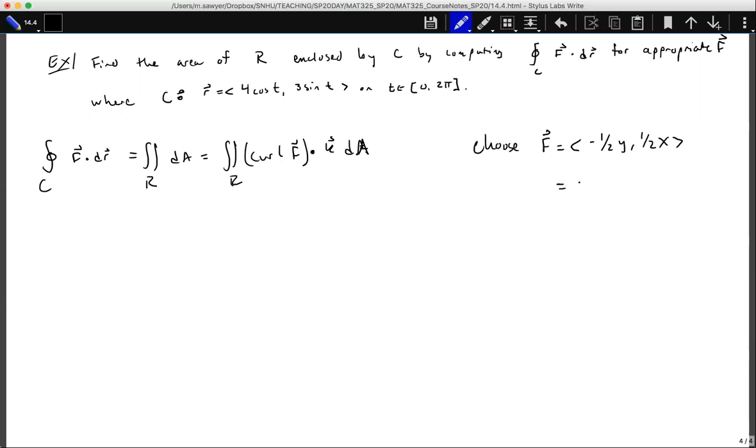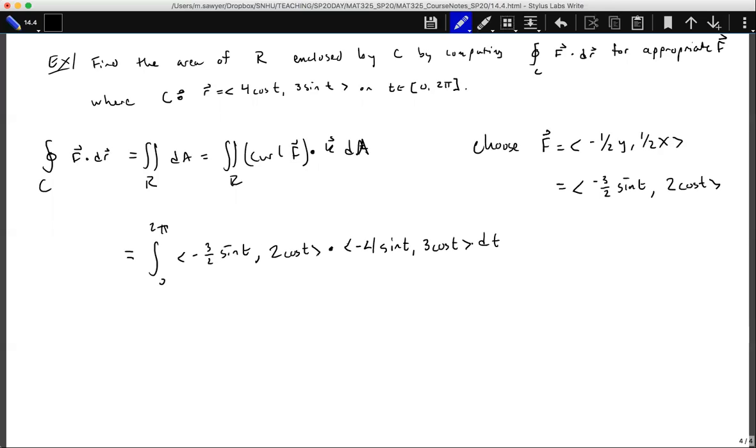So if this is our vector field f, then in terms of our x and our y in our curve, we have ⟨−3/2 sin t, 2 cos t⟩. So then our integral is from 0 to 2π of ⟨−3/2 sin t, 2 cos t⟩, dotted with the derivative of our curve, ⟨−4 sin t, 3 cos t⟩, dt.